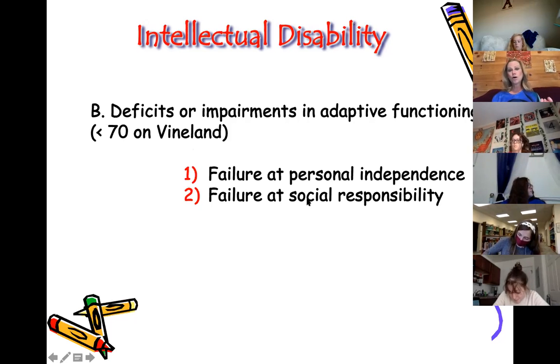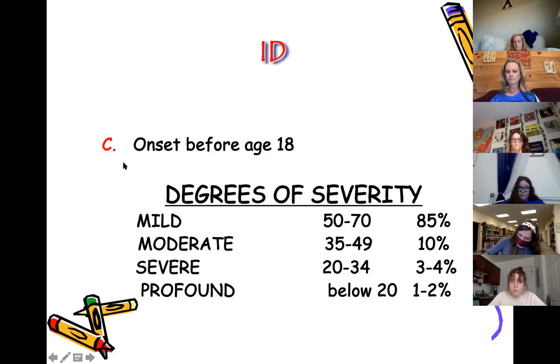Okay? And then also looking at deficits or failures in social responsibility. And so the way these two are normed, individuals have to have, and let me see if I've got this on the next slide. Now, let me go back.